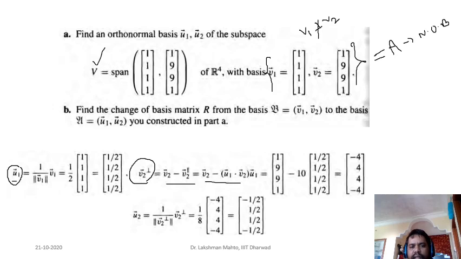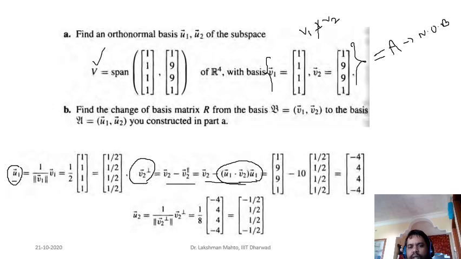I have already discussed several times that v2 perpendicular is nothing else, it is v2 minus the inner product of v2 with u1 in the direction of u1. Because we have already come to know that u1 is a unit vector, we are writing the projection this way. Projection of v2 with respect to u1 or v1 we are writing like this. So just simplify this one.